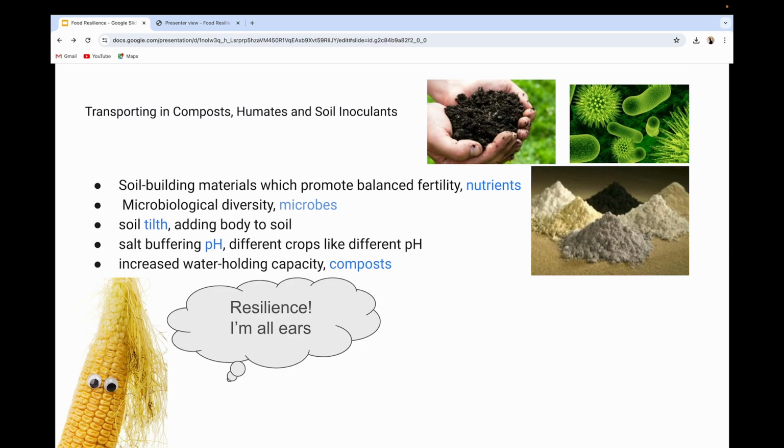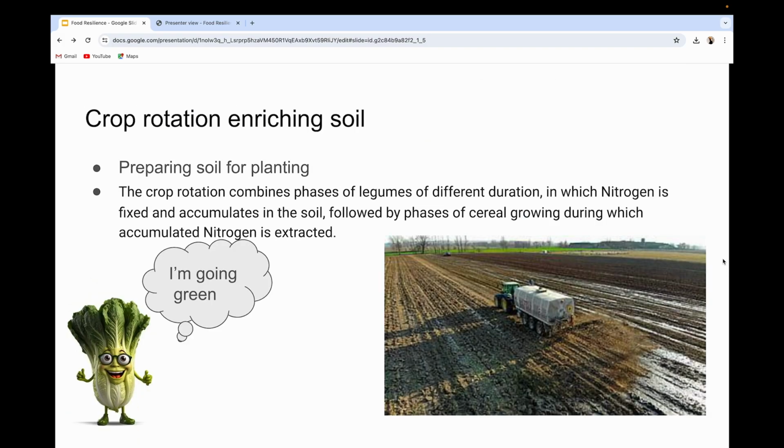But crop rotation offers preserved soil nutrients. How? Well, different crops have a variety of nutrient requirements, and rotating them can help maintain soil fertility. As crops need nutrients, microbes, tilth, pH, and moisture in soil. So crop rotation enriches soil. Different crops have a variety of nutrient requirements and types of root systems.